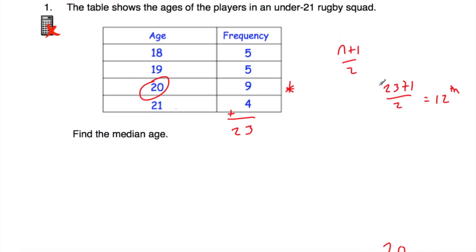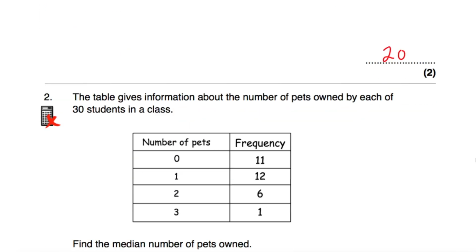So if you want to find the position of the median for an ungrouped frequency table like this, you take the total frequency, n, you add 1, and then you divide by 2. And that tells you it's the 12th value. And then you need to go and find the 12th value. So you look at the frequencies, and you go down, and you figure out where the 12th value would be. And that would then be the median. And that's it. Okay, let's look at our next question, question number 2.